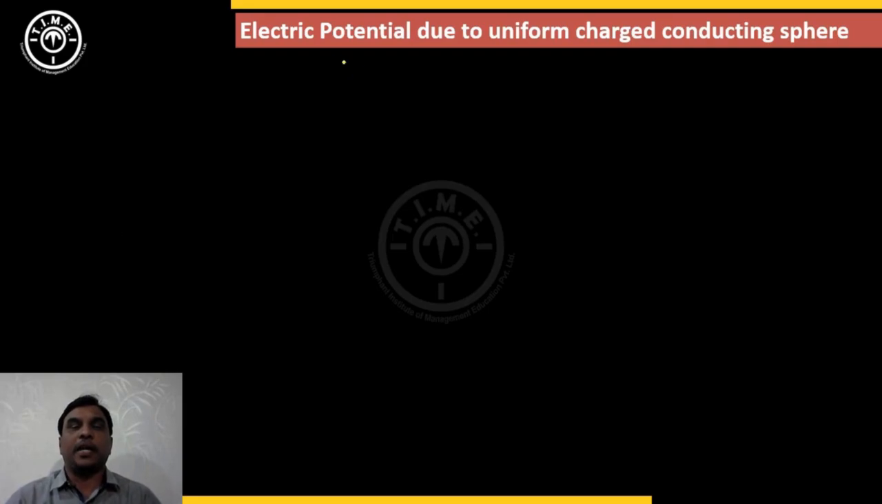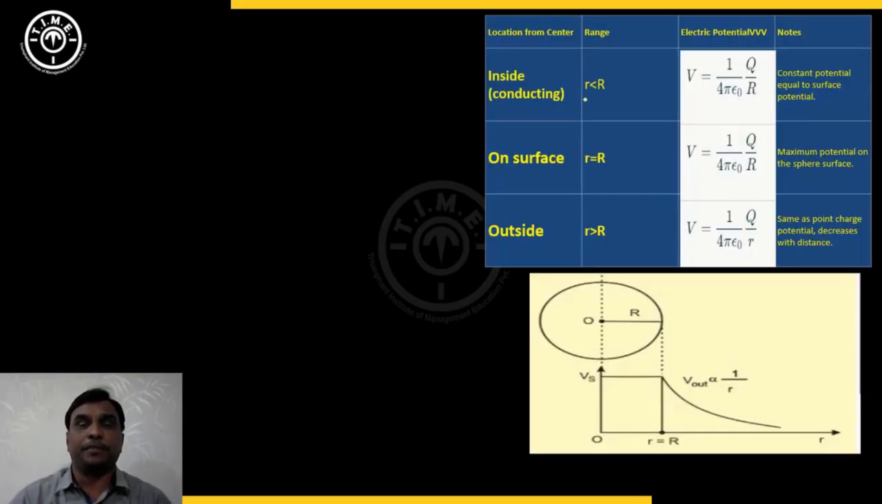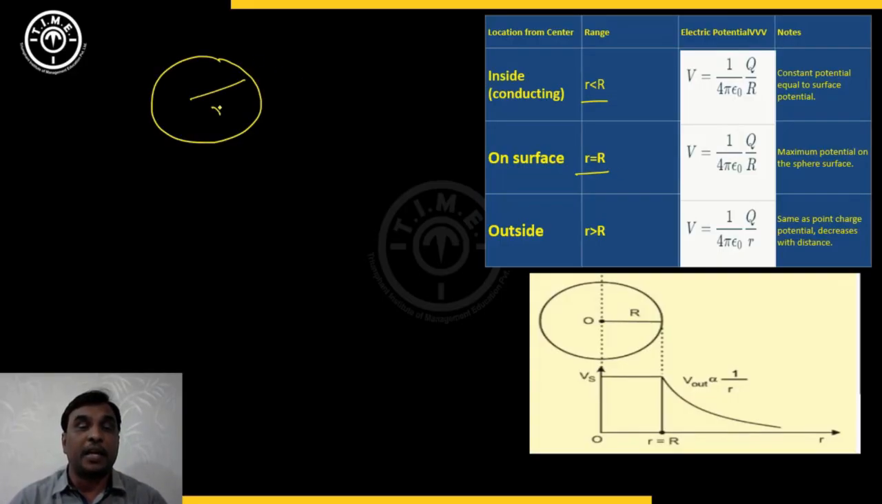Now next one, electric potential due to uniformly charged conducting sphere. That electric potential is simple. Electric potential at any point outside is kq by r, and on the surface it is the same. At any point inside, where r is less than R, it is also the same as that of the surface. You can ask me why.